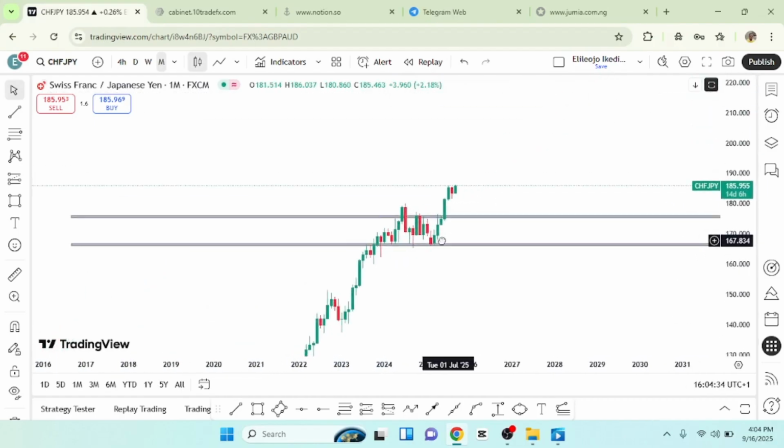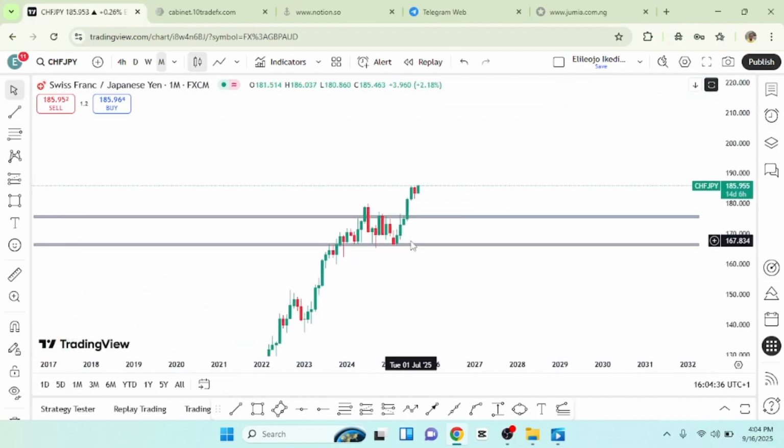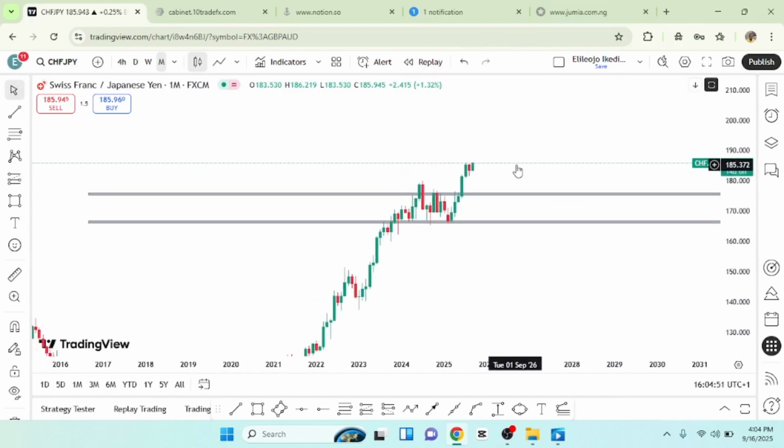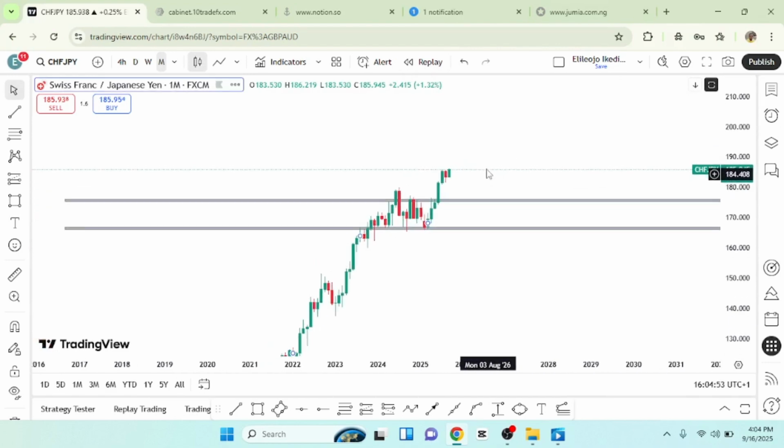We want to draw our support and resistance levels around the most recent price action. And from what you can see, this right here is the most recent price action. So you want to draw support and resistance levels around this zone, around this area right here. All right. So I'm done with my monthly time frame here.